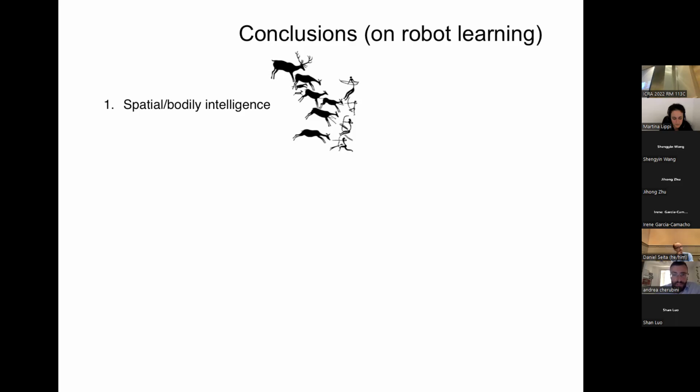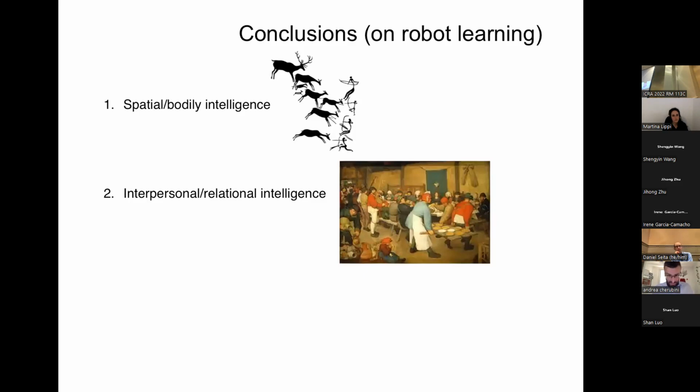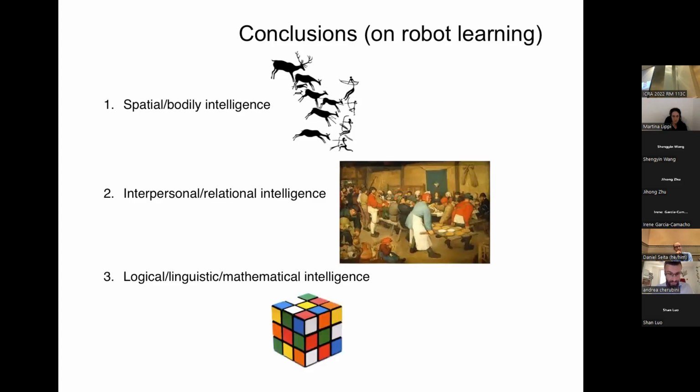The first, the most ancient one, is the spatial and bodily intelligence, which enabled us to hunt and fetch our own food in prehistoric times. Then more recently, we developed the relational intelligence, which makes us relate to other human beings and interact. And very, very recently, probably in the last 2 or 3 centuries, we have developed logical, linguistic, and mathematical intelligence, which makes us solve very difficult and complex logic problems.